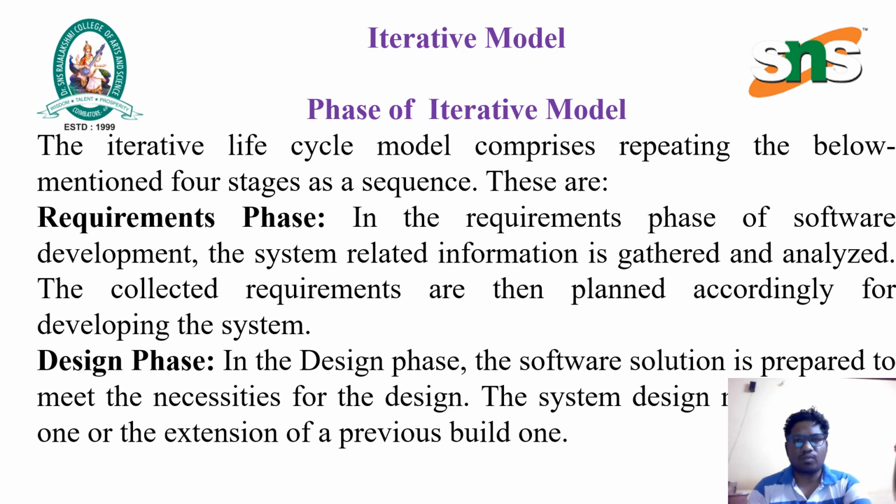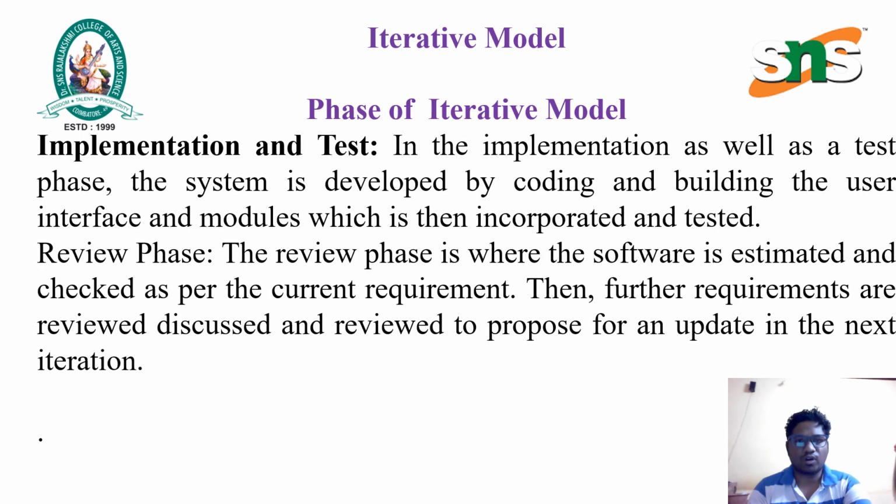The iterative lifecycle model comprises repeating the four stages mentioned below in sequence. These are the requirement phase. In the requirement phase of the software development, the system related information is gathered and analyzed. The collected requirements are then planned accurately for the development of the system. Second is the design phase. In the design phase, the software solution is prepared to meet the necessity of the design. The system design is a new one or an extension of the previous build.